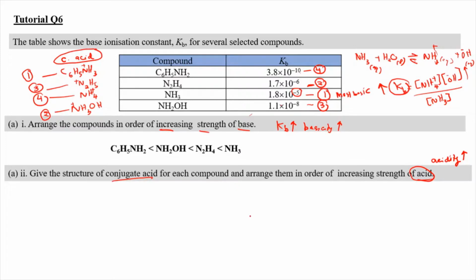So the most acidic here is going to be C6H5NH3 plus because it's the structure of the conjugate acid. And then the second one is going to be NH3OH plus, and then we have N2H5 plus as well as the NH4 plus. And here is the most acidic. And here is the most basic. Okay, and this is how we do tutorial question 6 step by step.